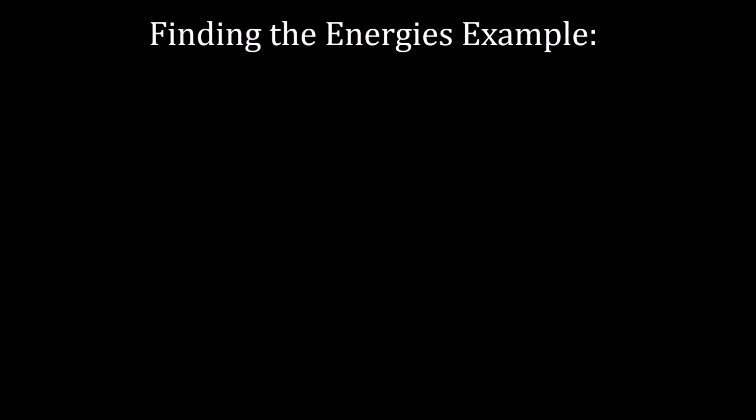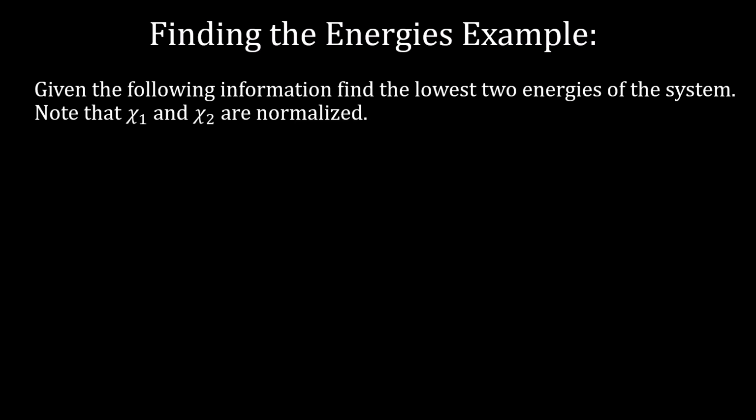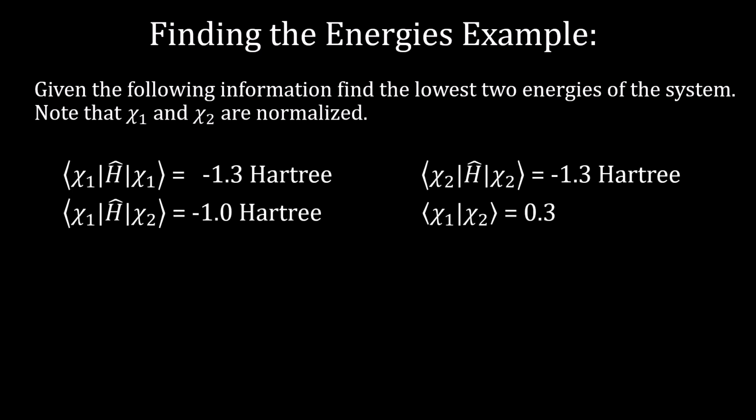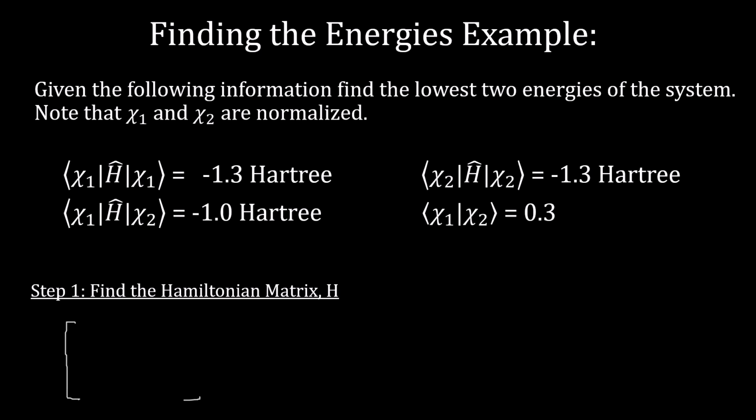So let's try an example. We're going to do it when we only have 2 basis functions that we're going to call chi1 and chi2, and we're told they're normalized. We're also given this information. So the first thing we're going to want to do, step 1, is to find the Hamiltonian matrix. Since we have 2 basis functions, we know that we're going to have a 2 by 2 matrix.